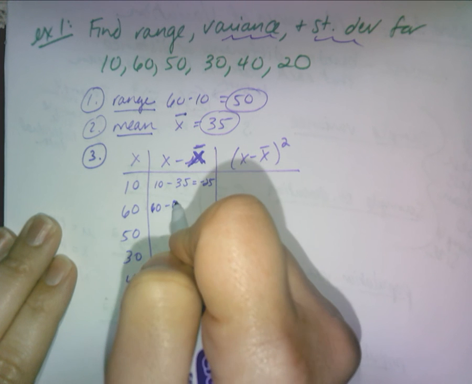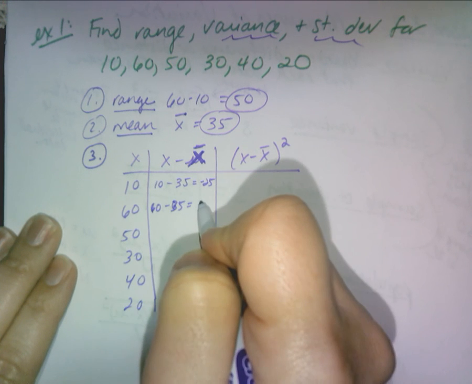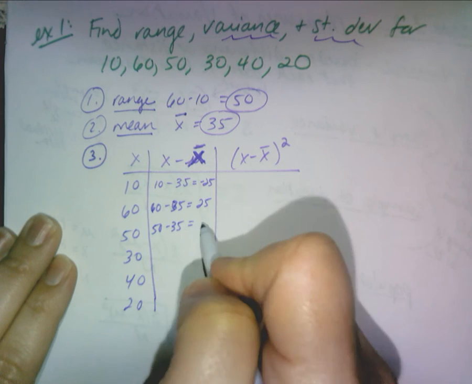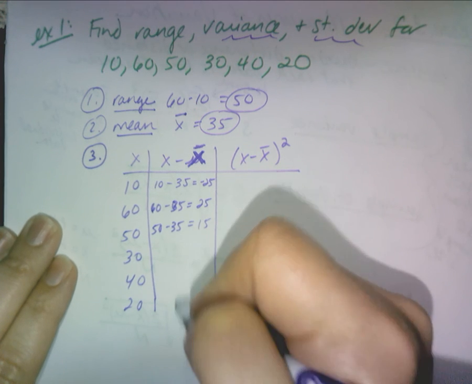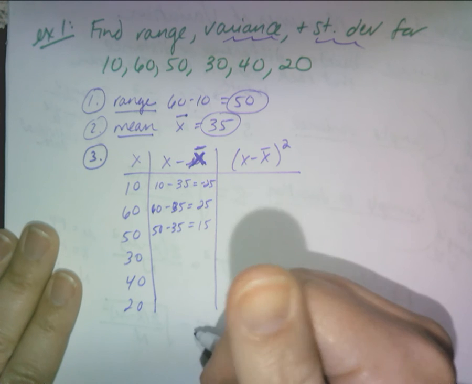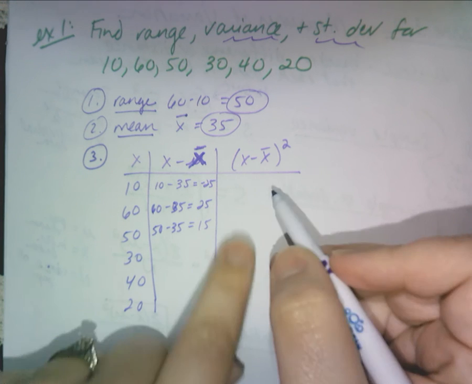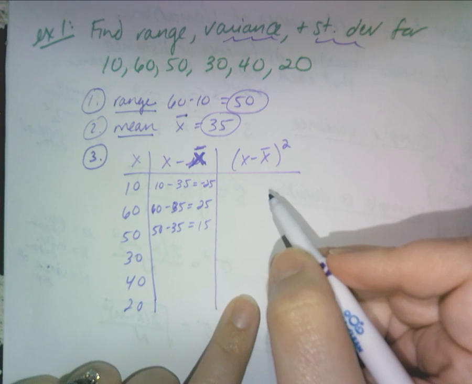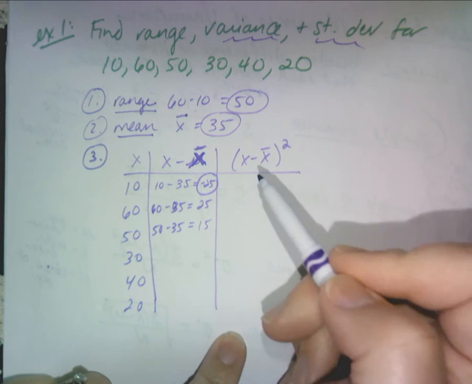60 minus 35, which is 25. 50 minus 35. And again, like I said, Niles hated this right here. He would just skip to this row. What does this row say to do? Square what? That number, right?